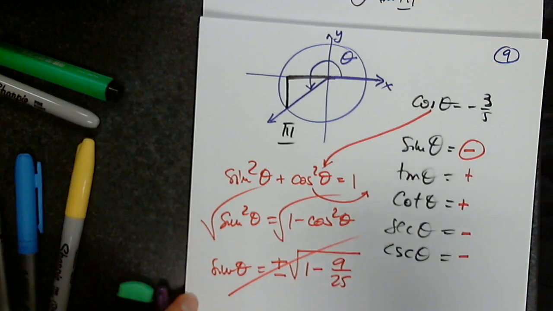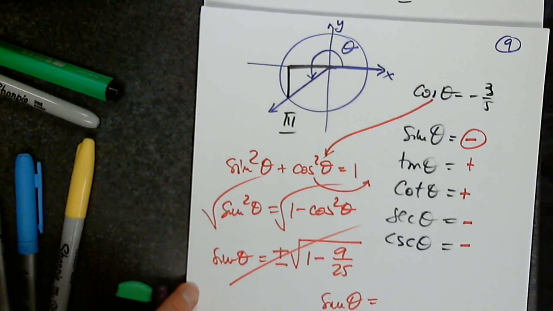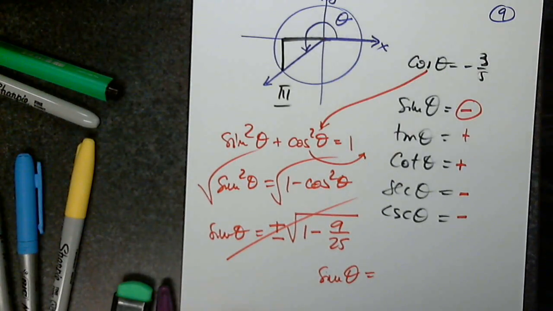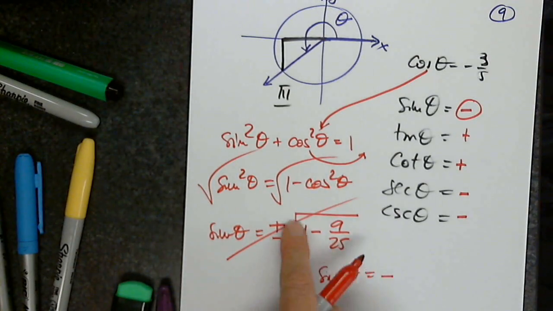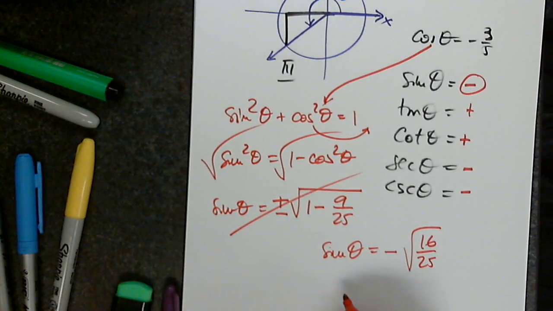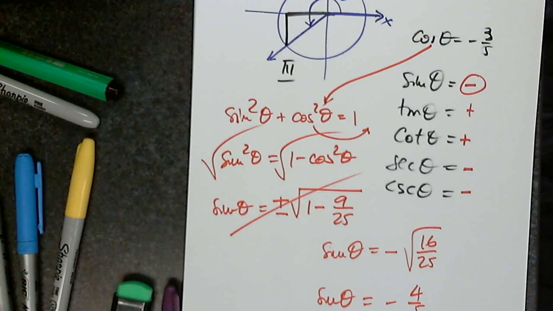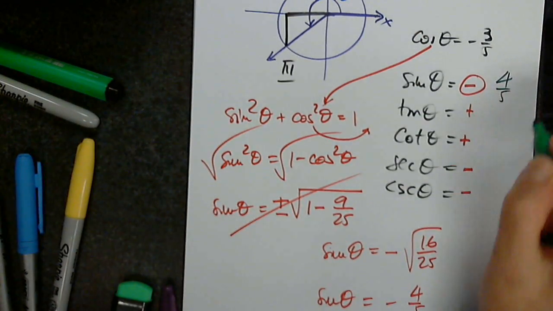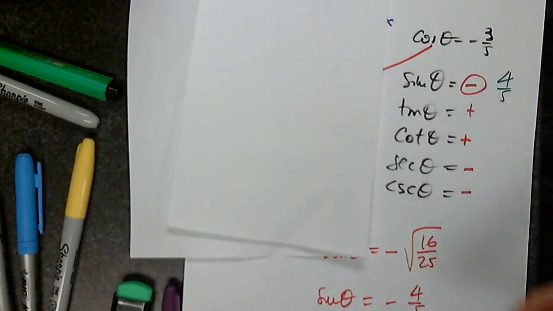So then I'm not going to say plus or minus, but what I'm going to say is sine theta equals, I already established the sign. I'd spend time on establishing the sign. Minus the square root of 25 minus 9 is 16, the square root of 16 over 25. So therefore, sine theta is negative 4/5. That's why I didn't want 15 in there. I really wanted 5. Okay, so I have sine. I don't care about anything else. I don't need to know any of this.